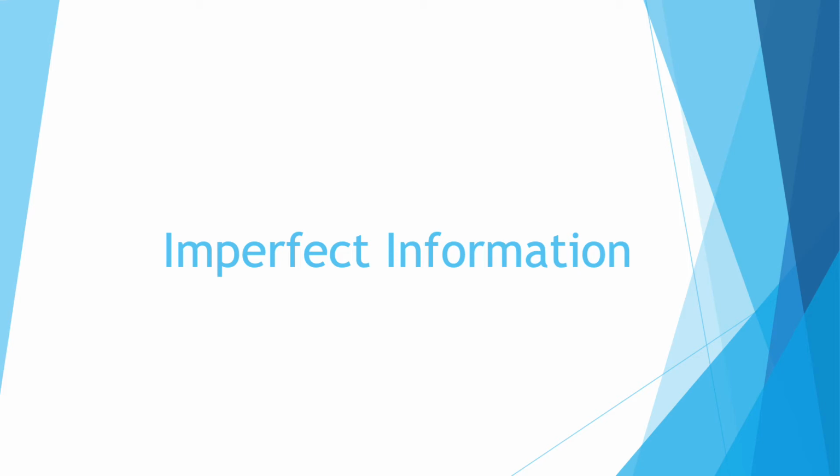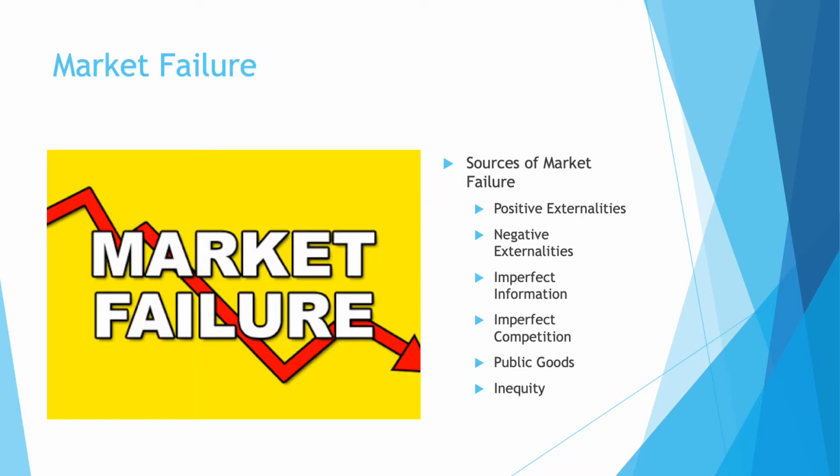In this mini presentation, I'm going to explain the concept of imperfect information. This will be a review all the way back from Chapter 12 on market failure. In Chapter 12, we learned about the sources and remedies for market failure. We've seen videos on most of these, but the sources of failure are positive externalities, negative externalities, imperfect information, imperfect competition, public goods, and inequity.